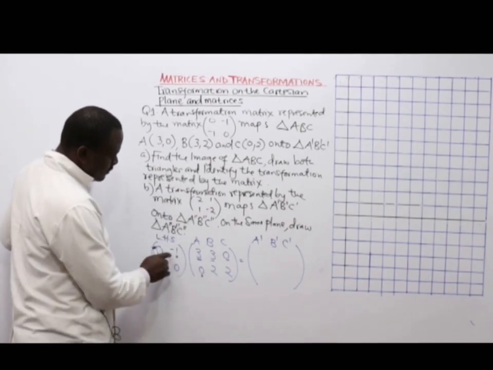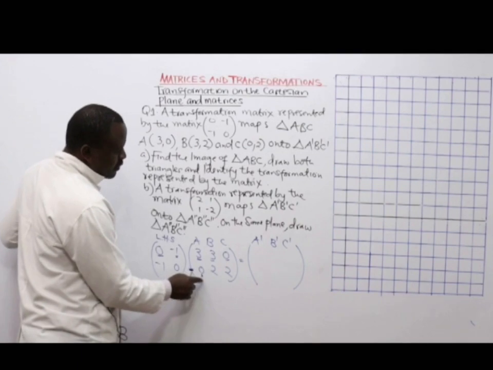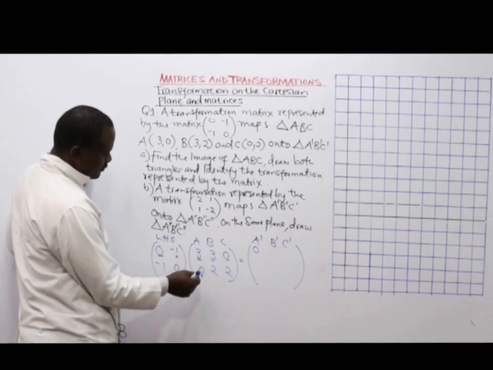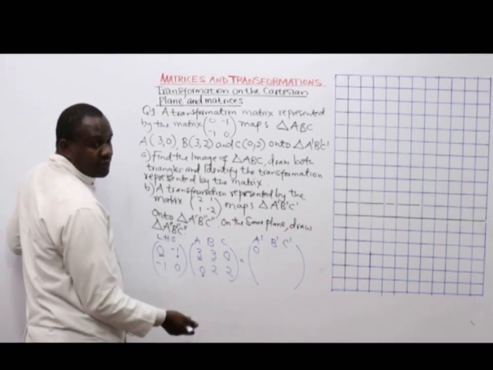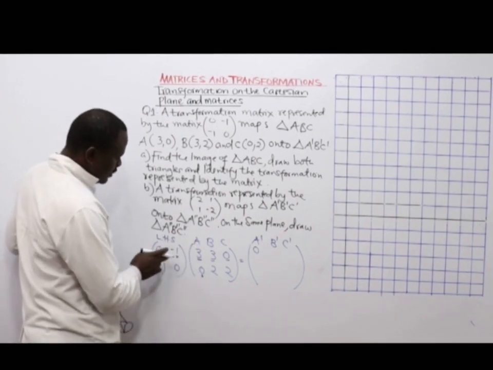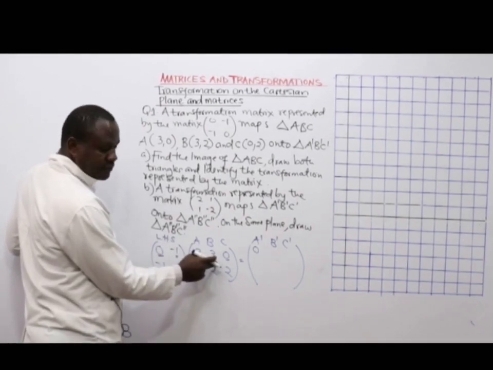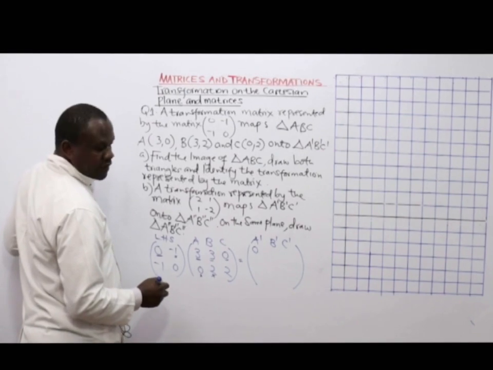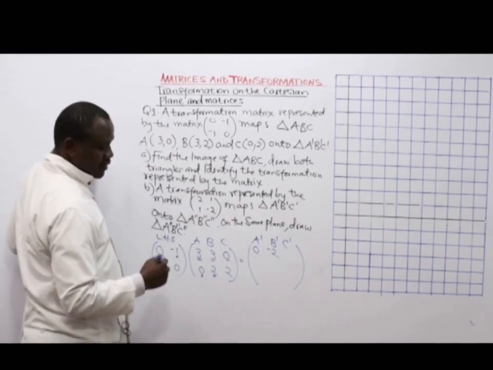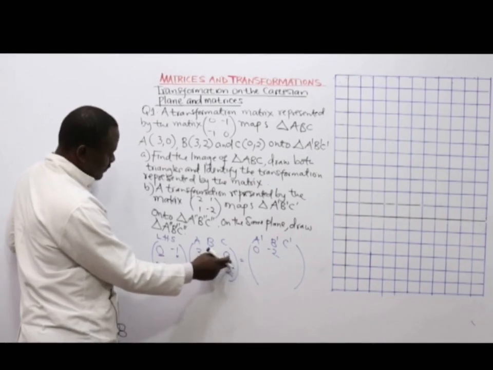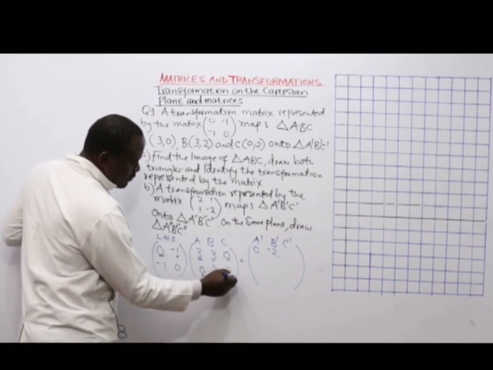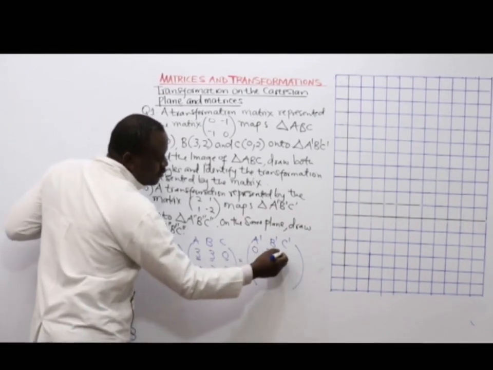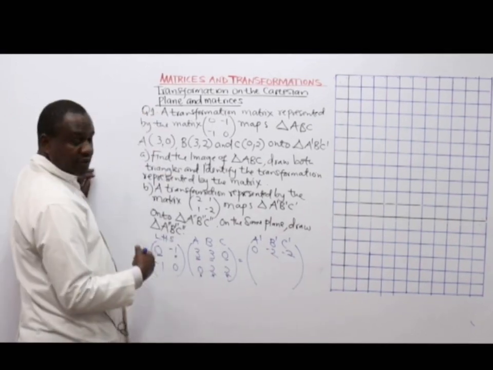0 times 3 plus -1 times 0 is 0. Because 0 times 3 is 0, -1 times 0 is 0. So if you add 0 and 0, you get 0. 0 times 3, 0, -1 times 2 is -2. Let's go on like that. 0 times 0 is 0, -1 times 2 is -2. Because the top ones are zeros.